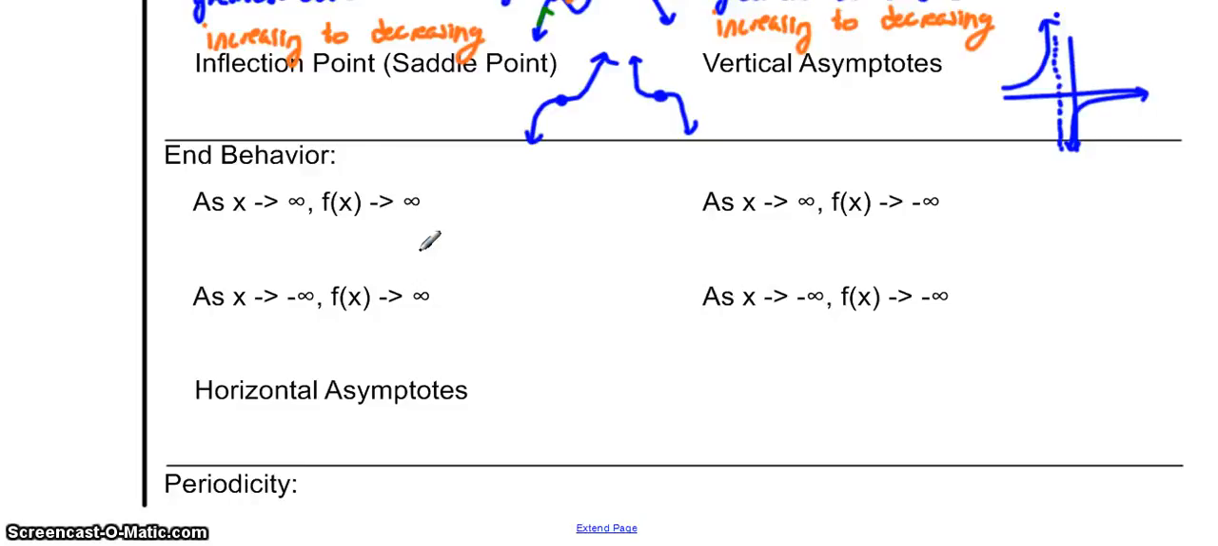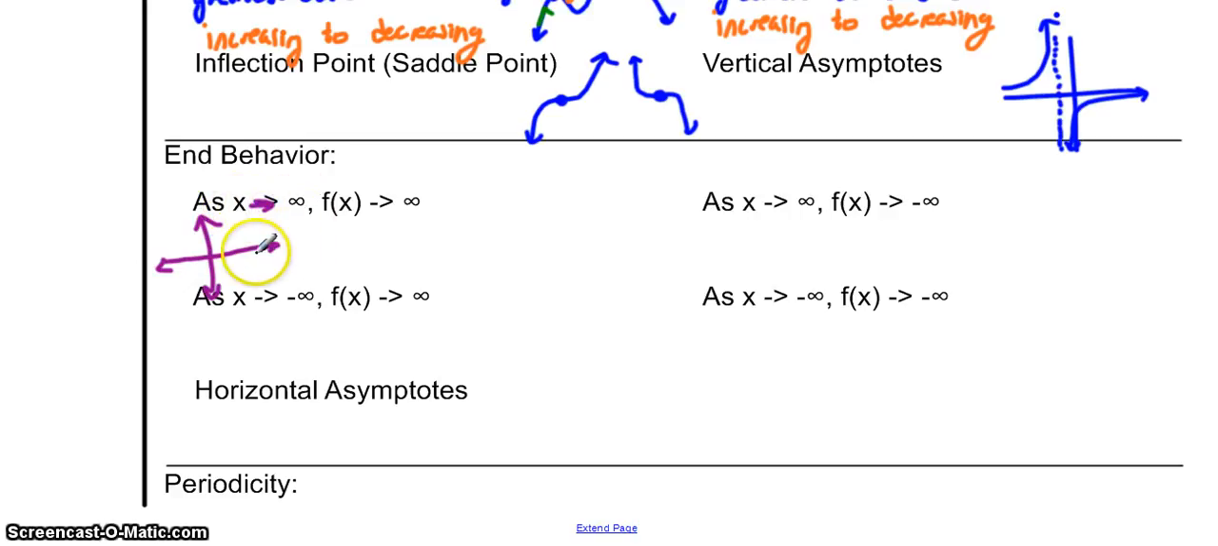Does it go down? Does it kind of tend towards a number? What happens to it? End behavior is how we describe that. So let me draw an example. Let's say the graph looks like this right here. Here's my graph. And let's say as x goes to infinity.